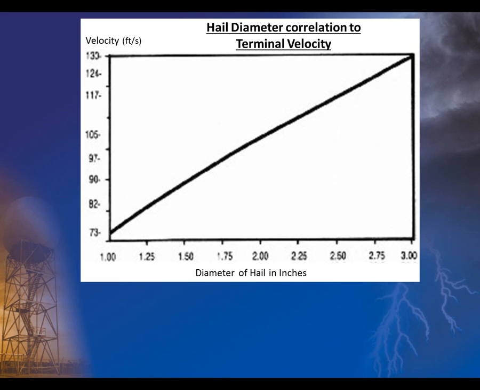One estimate is that a 1-inch hailstone falls at 73 feet per second, or almost 50 miles per hour, and a 3-inch hailstone falls at about 90 miles per hour. Note, the formula to calculate terminal velocity is based on the assumption that you are dealing with a perfect sphere. Hail is generally not a perfect sphere.